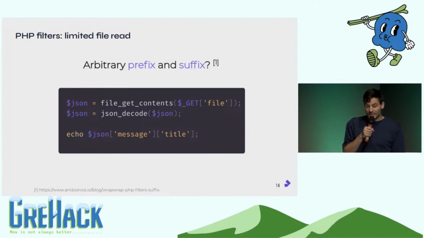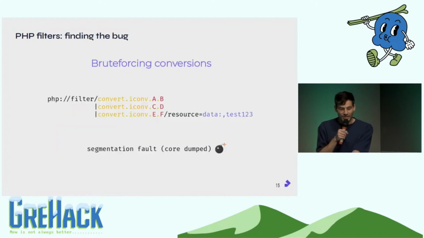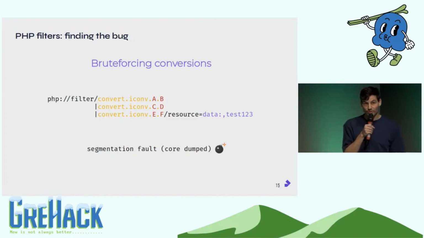And I managed to do that. The name of the tool is WrapWrap. It's on our blog. You can see the link on the bottom. But what we really care about today is that when I started building the tool, I didn't have much idea of how filters worked in PHP. So I built a few brute force scripts to get an idea of what some conversion followed by some other conversion followed by some other conversion would do to a file. Okay? And after running my scripts for a few hours, I actually got a crash.